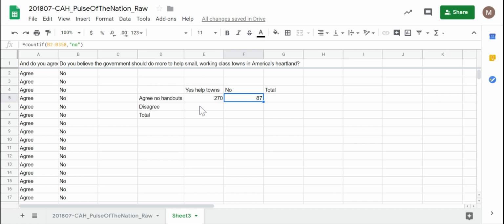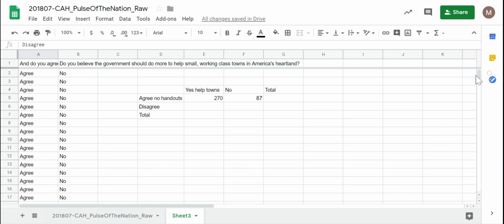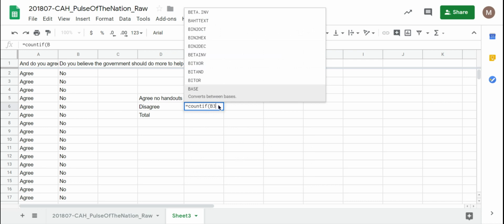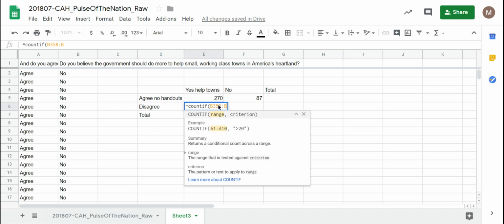Now let's look at the disagrees. The disagrees go from row 359, starting here, down to the end of the spreadsheet at 675. Overshot it right down here. So we're still counting yeses and nos. We're still counting them in column B, but now we're going to count from B359 colon B675. And we're going to count here.